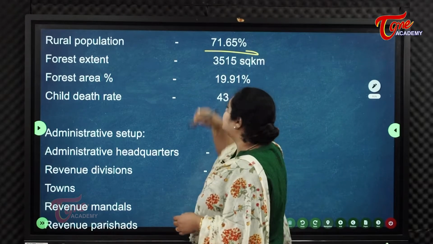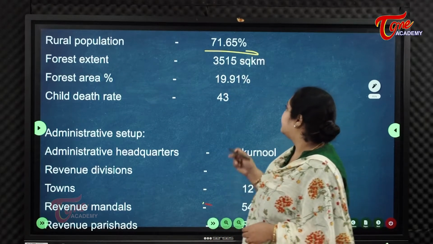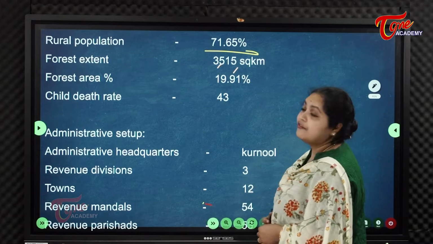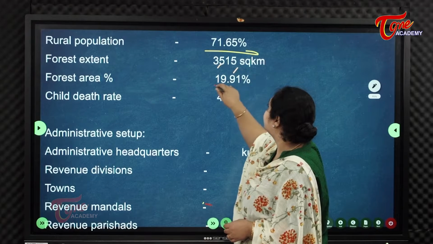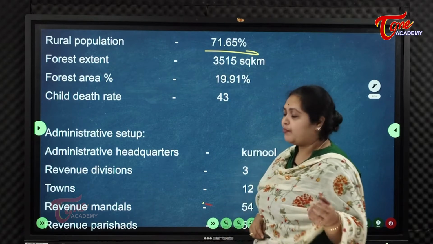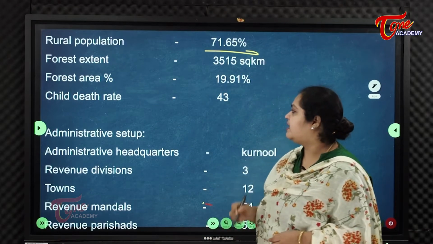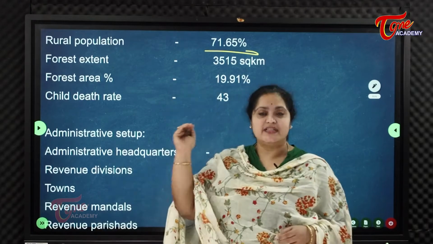71.65% of people stay in rural areas. The forest extent is 3,515 square kilometers. In percentage, it is 19.91% of the total area. What is the child death rate? 43 is the child death rate. So these are the demographics of Kurnool district.